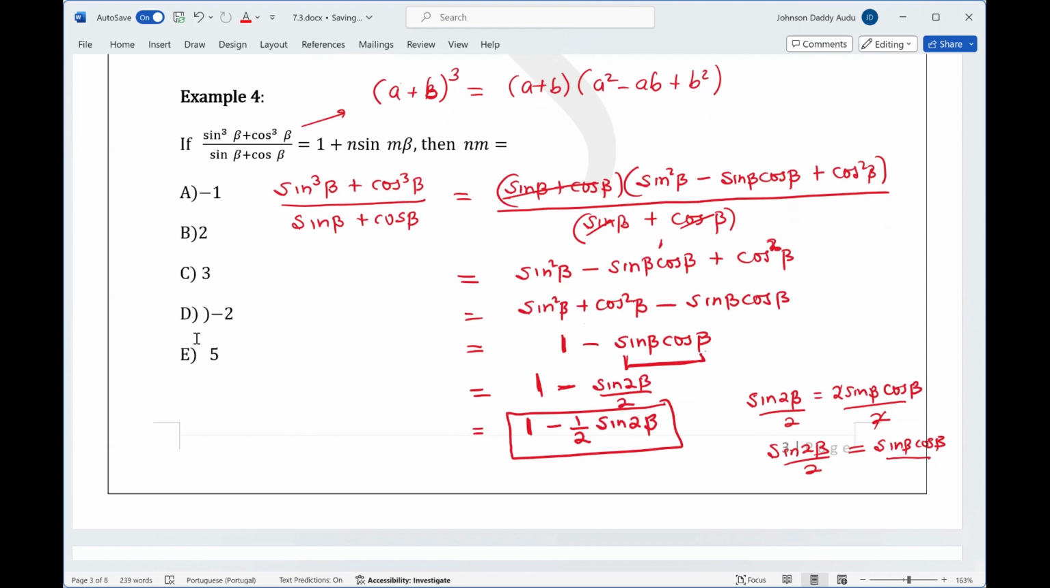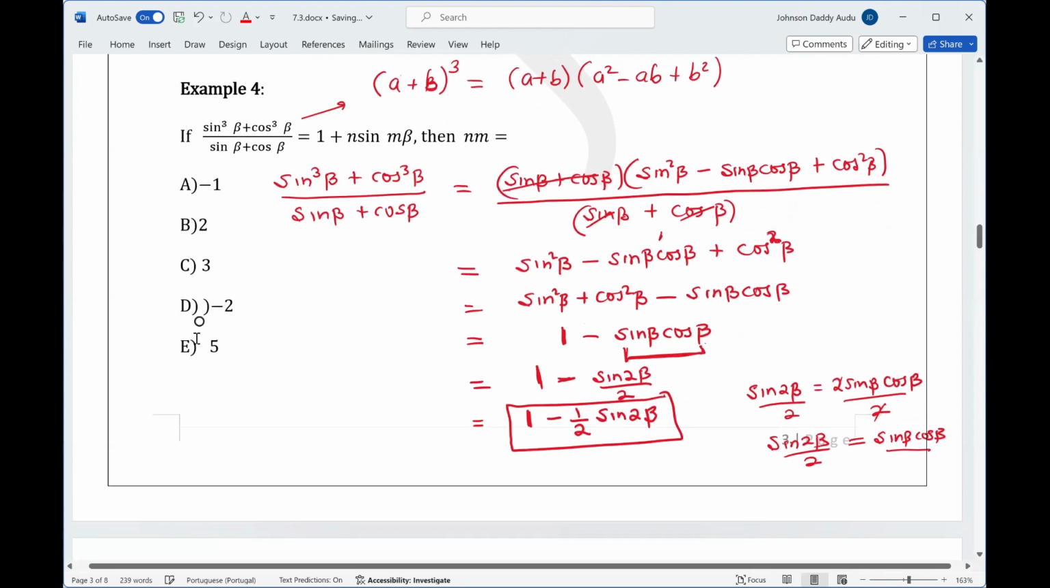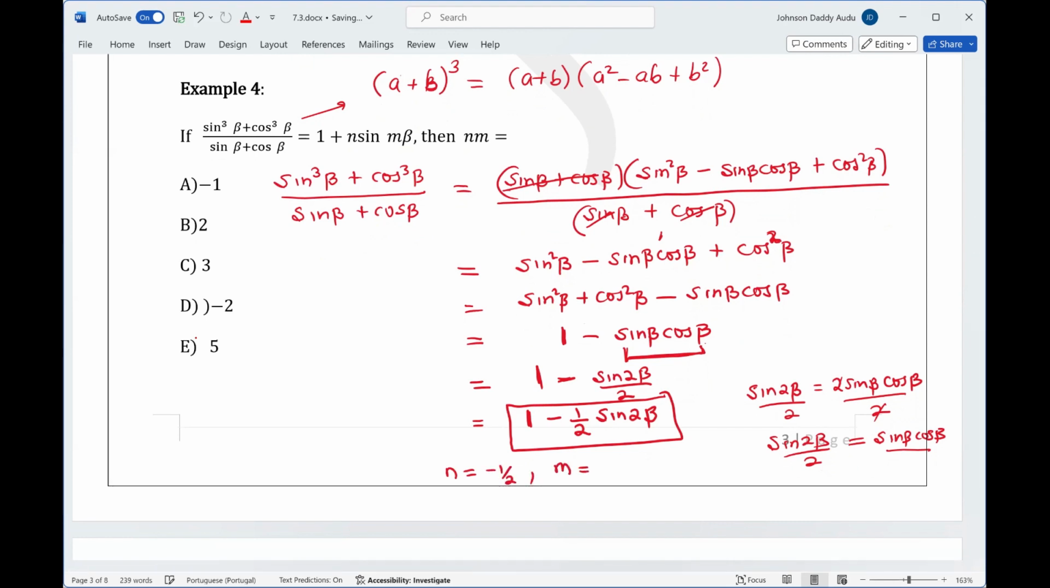So if you compare this now and what we have, you will see that what is n? n is going to be minus half. And m is what? m is 2. So compare this one here and this one, the final answer. So n times m is going to be what? Minus 1. And that is why we have this.